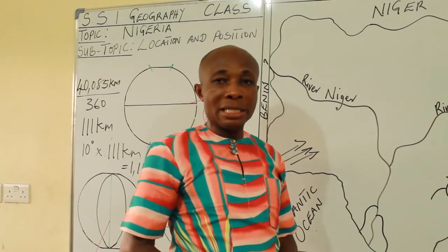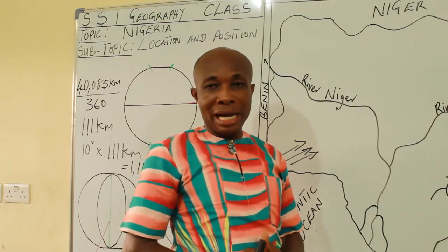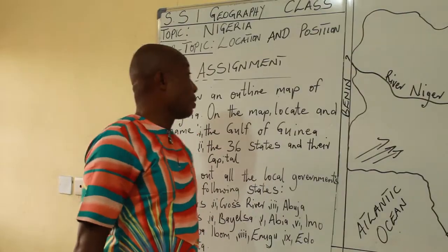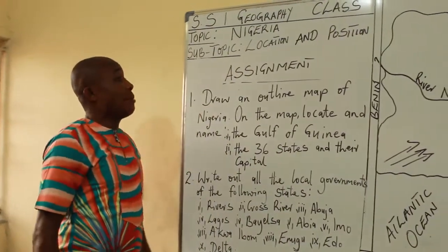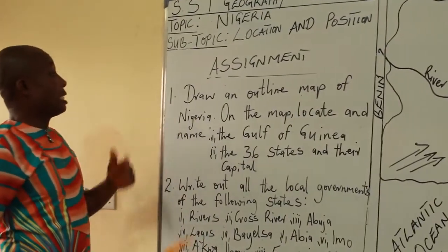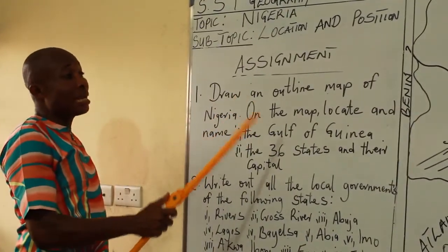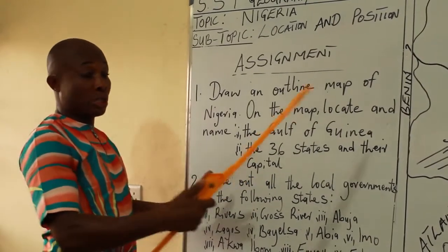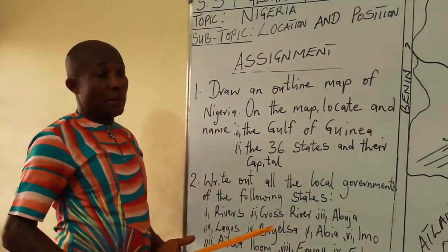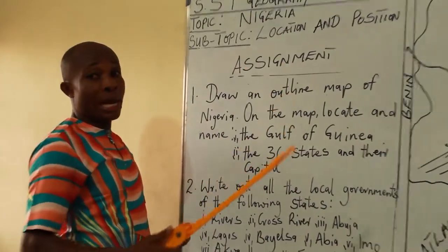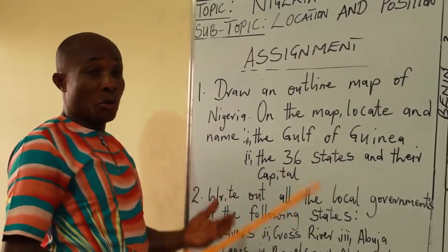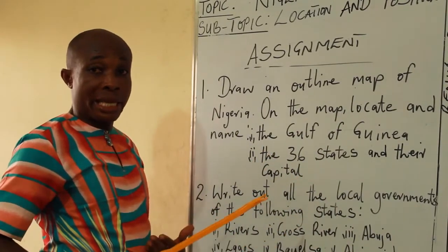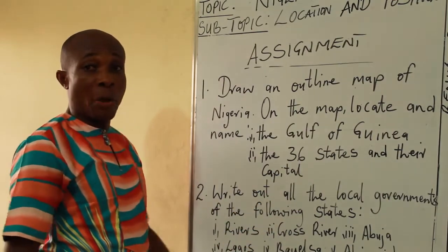Now that you have known this, I will definitely give you an assignment. And the assignment is so simple. The first assignment, draw an outline map of Nigeria. I've explained to you how to sketch a map. I don't want to see double line. As you form your notes, do this assignment in your notes, snap it, and send to me through my WhatsApp number.